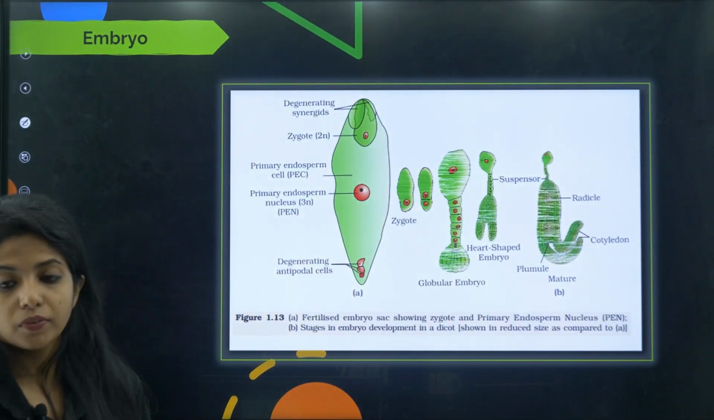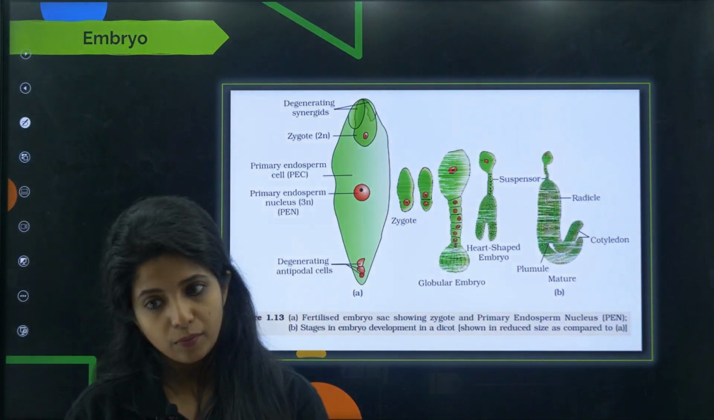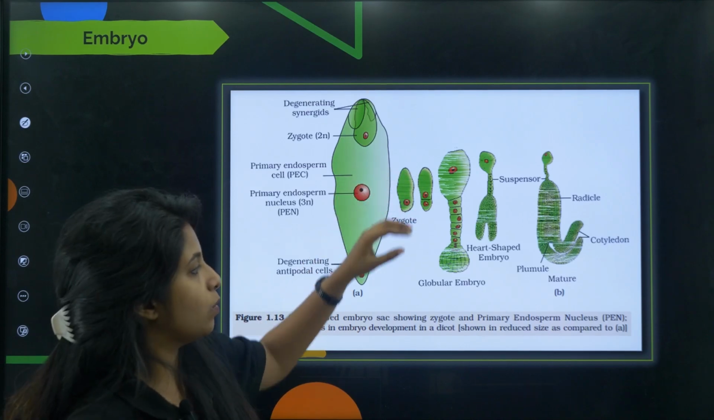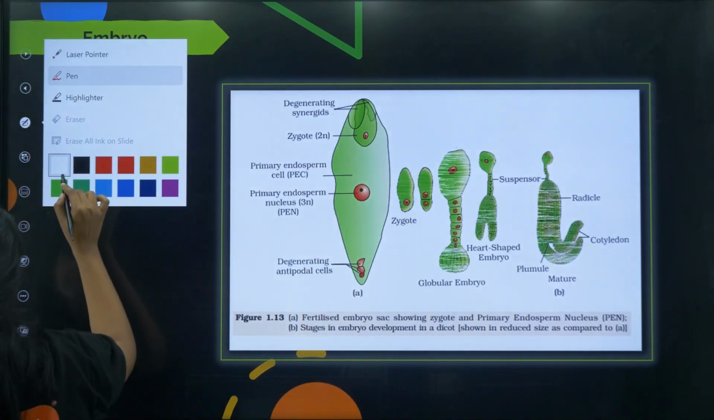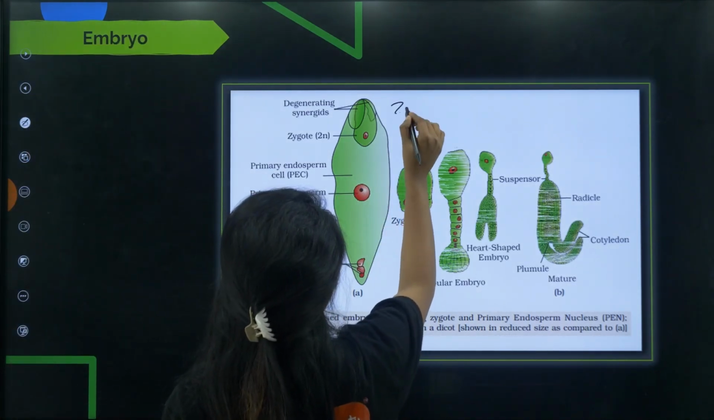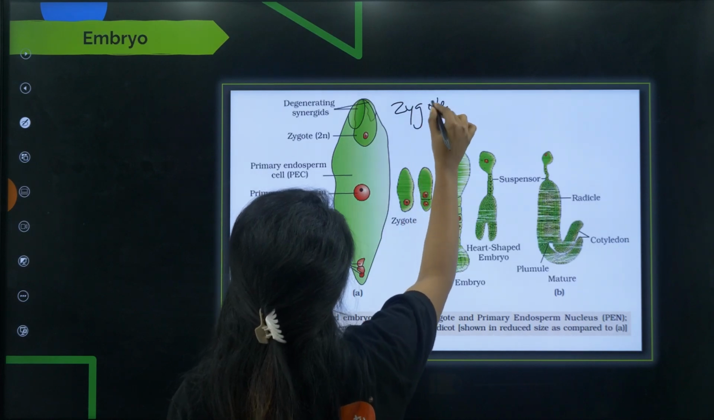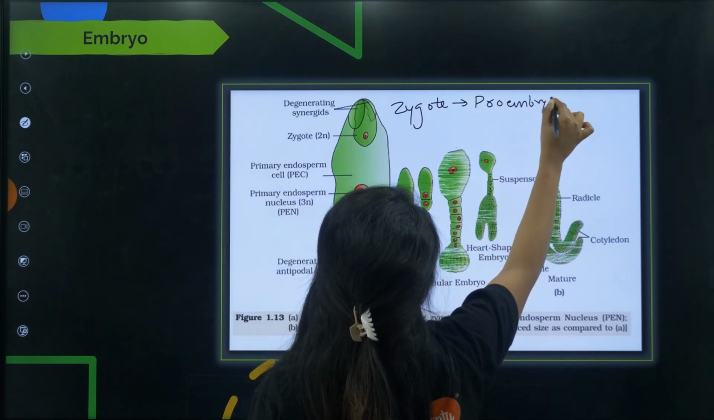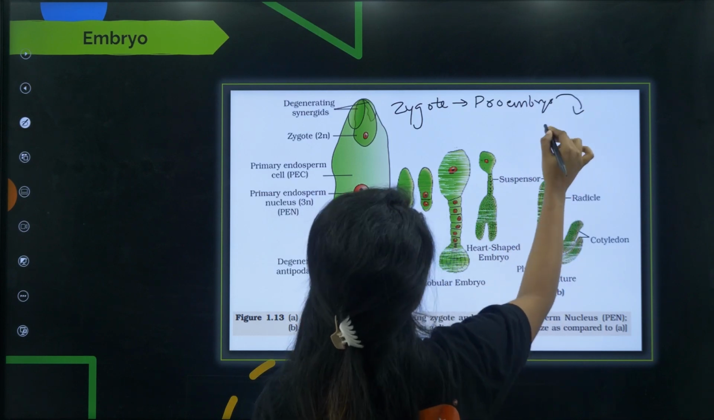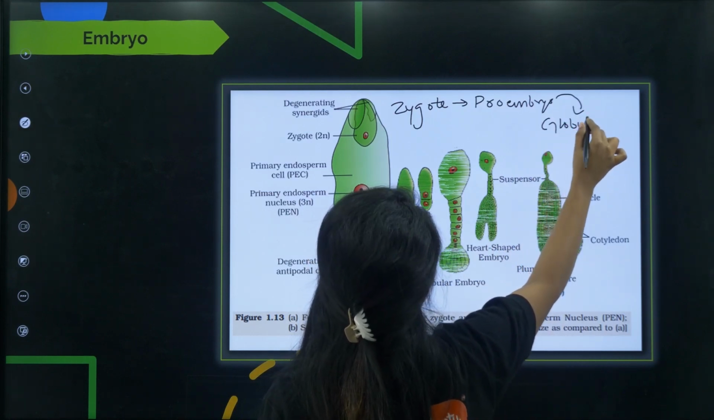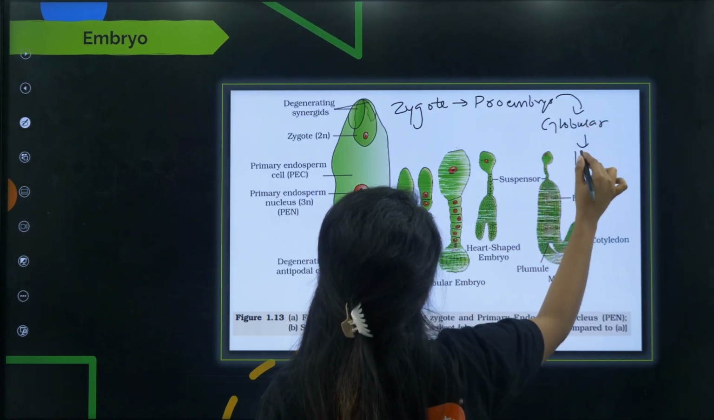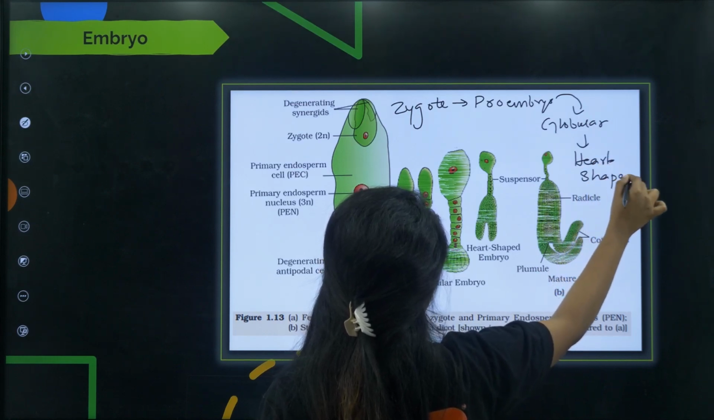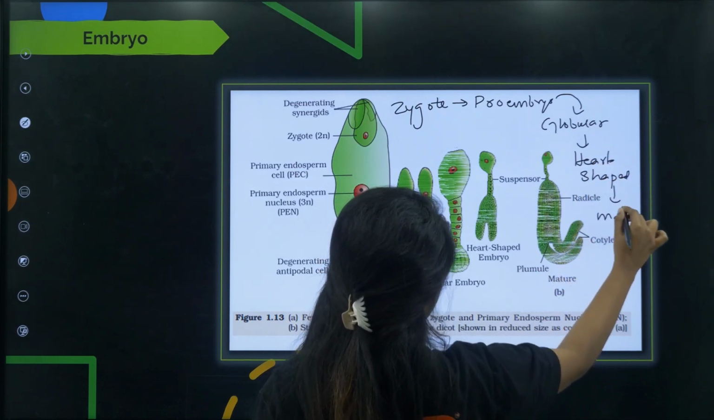Okay. So, now, there is the embryo. The zygote is also going to form the embryo. There is the zygote, a single cell zygote. It will now divide into 2. Now, you have to remember the flow of this. There is the zygote first, children. Then it forms something known as the pro-embryo. Then it forms something like this, which is known as the globular embryo. Then it forms the heart-shaped embryo. And then it forms the mature embryo.